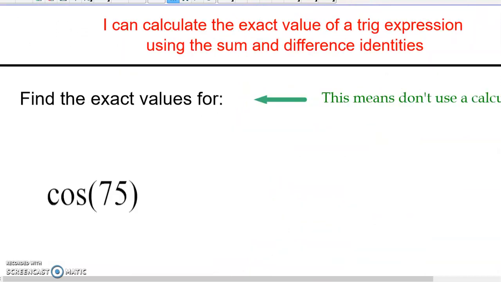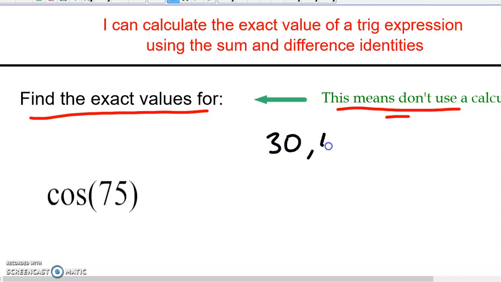Okay, so the first one we're going to do is cosine of 75, and we're going to use the sum and difference identities. And finding the exact values again means we're not using a calculator. We want to get the exact values in terms of square roots and things. So the first thing that we do is we write down 30, 45, 60, and 90.